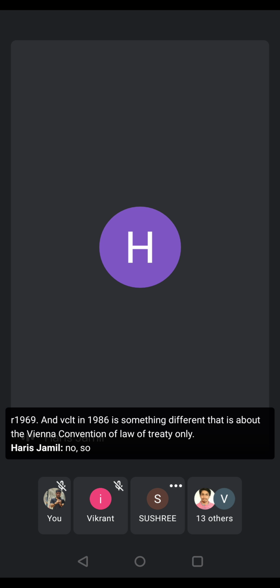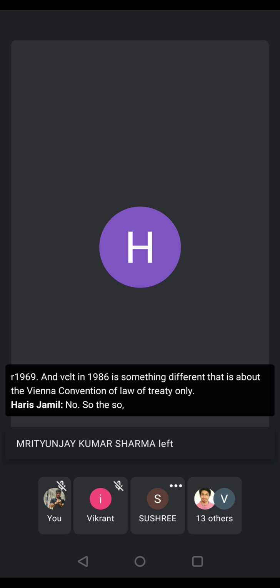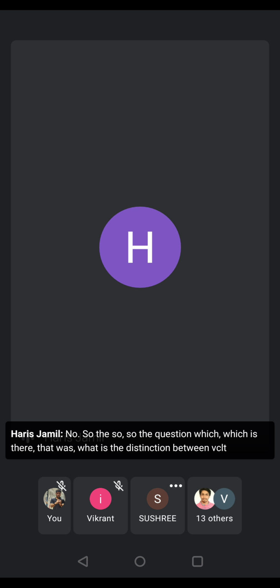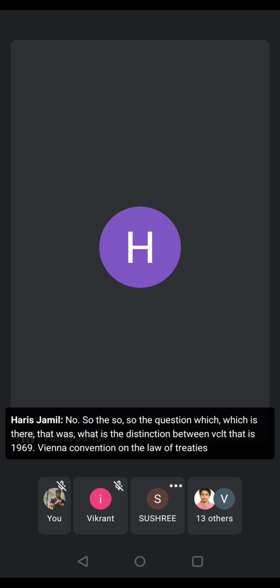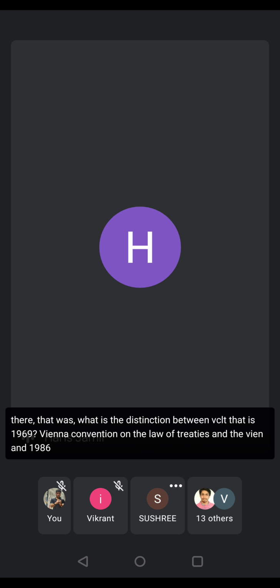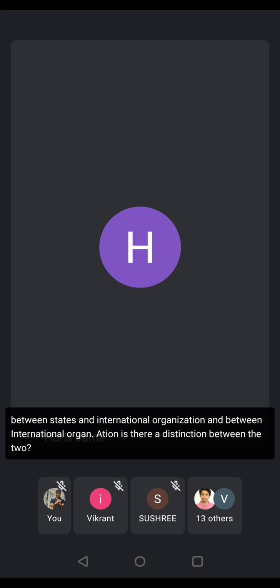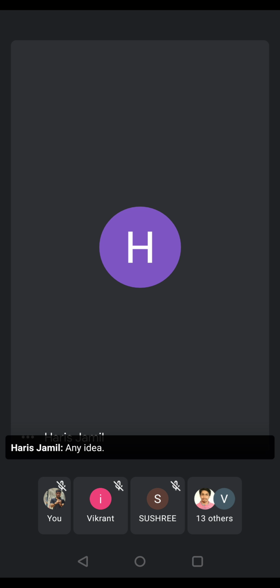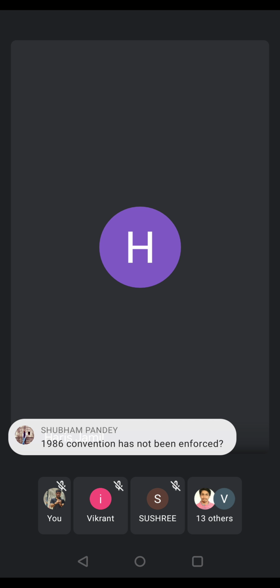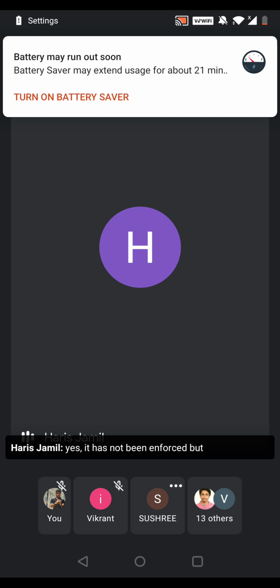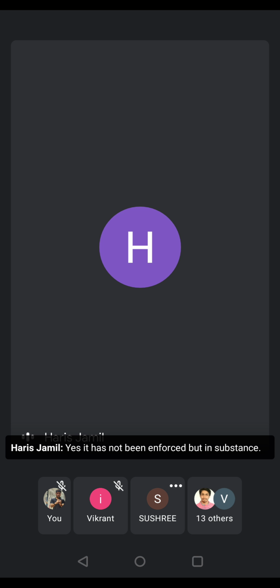No, so the question which is there, what is the distinction between VCLT, that is 1969 Vienna Convention on the Law of Treaties, and the 1986 Vienna Convention on the Law of Treaties between states and international organization and between international organizations? Is there a distinction between the two? Any idea? Yes, it has not been enforced, but in substance, yes, thank you, both Isha and Shubham, thank you so much for that response. But is there any other specific distinction?